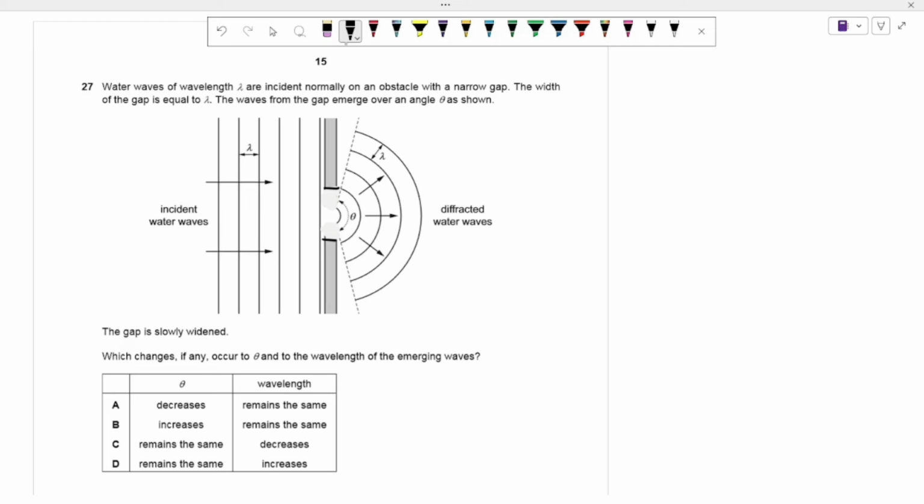Guys, will this wavelength ever change by us widening the gap? It will never change. So the wavelength is just going to remain the same. But the biggest trick to this question is understanding what will happen to theta. Let's take a step back and ask ourselves, what is theta? Theta measures how much diffraction has occurred, sort of a measure of diffraction.